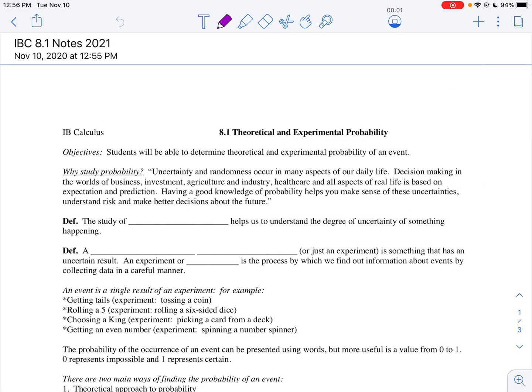All right, this is the 8.1 notes, and it is on theoretical and experimental probability. So the objective: students will be able to determine theoretical and experimental probability of an event.